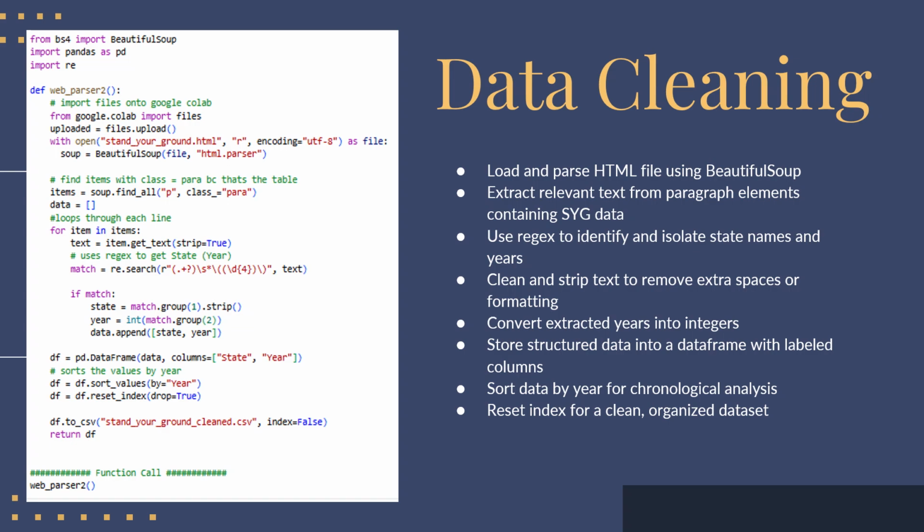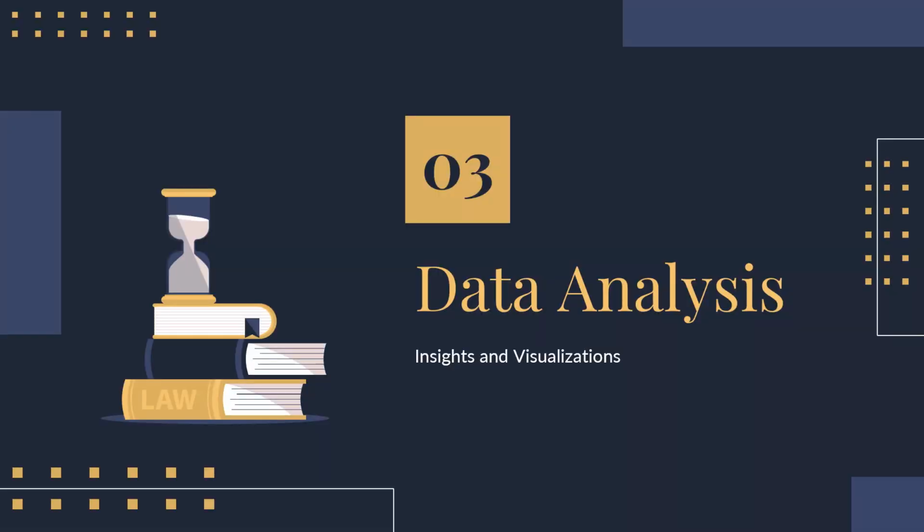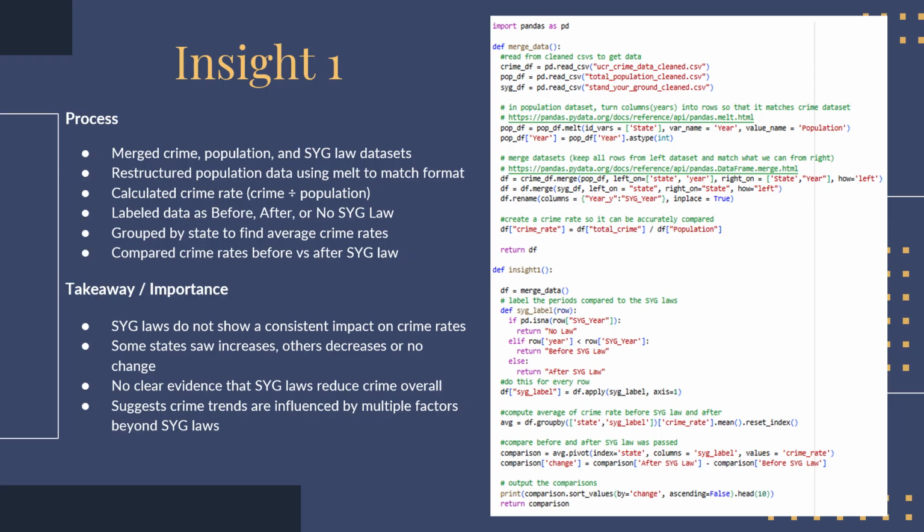So for this data cleaning, we loaded and parsed the HTML file using Beautiful Soup and then extracted the relevant text from the paragraph elements containing the Stand Your Ground law data. Then we used regex to identify and isolate the state names and years, and we cleaned and stripped the text to remove extra spaces or formatting. We then converted these into integers and then stored the structure in a data frame with labeled columns and then sorted by year.